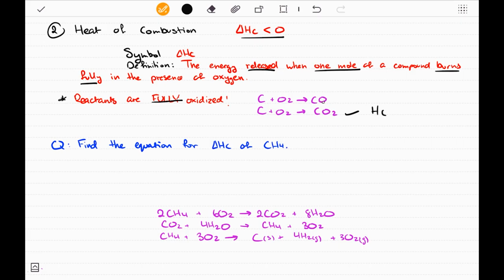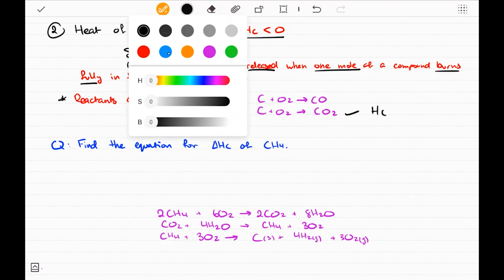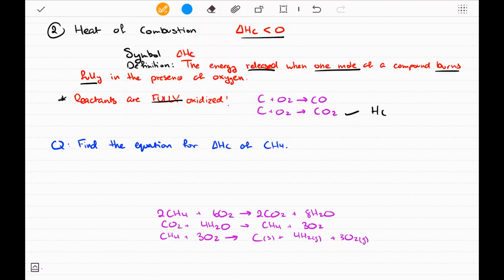So to solve this, I'm just using a question I made up. This isn't an actual question in the sheet, but it is important because, once again, they will trick you the same way they do with heat of formation. The question I'm using is: find the equation for the heat of combustion of methane. If we look at the definition of heat of combustion, we start with 1 mole of the compound burning. So here it should be CH4. It should burn in the presence of oxygen, so plus O2. And any hydrocarbon that burns will always give us carbon dioxide and water.